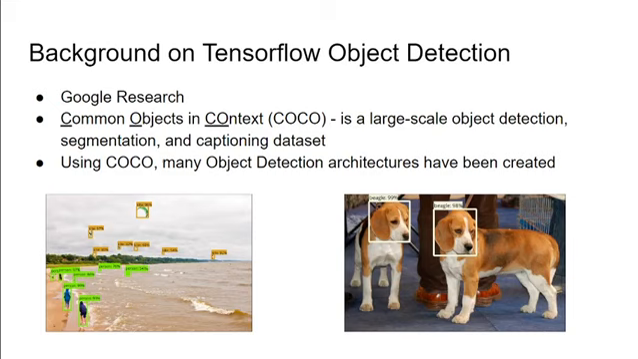Some background on TensorFlow's object detection is that it's supported by Google Research, and again, it mostly focuses on the COCO dataset, which is a large-scale object detection, segmentation, and captioning dataset. These two images are from TensorFlow Research's object detection GitHub with examples.